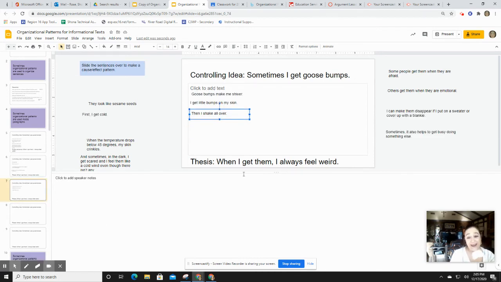Well, here's how I thought about putting my cause and effect paper together. I thought about they made me shiver. Then what happens? Get the bumps. Then what happens? I shake all over. So we have a multiple cause and effect.